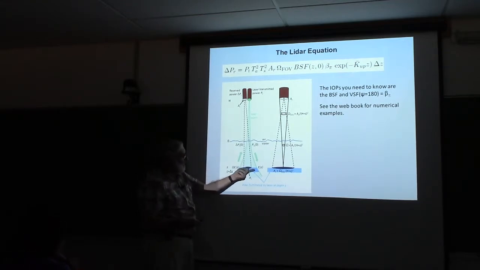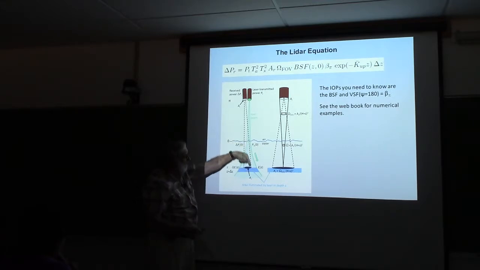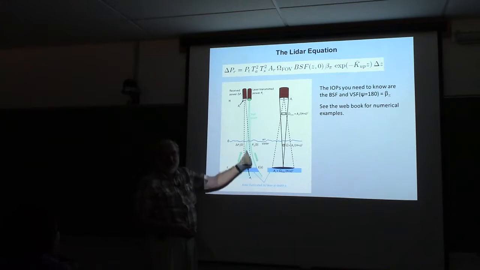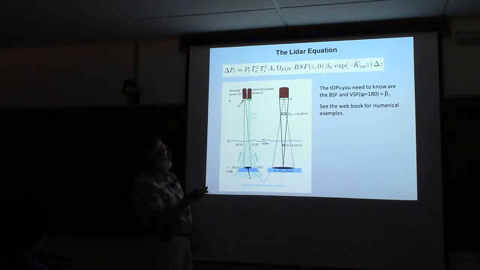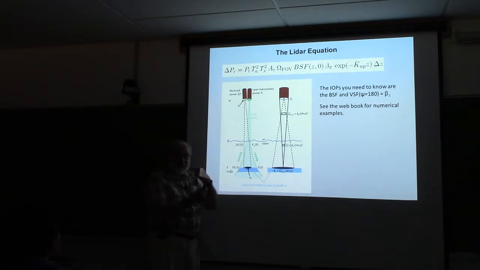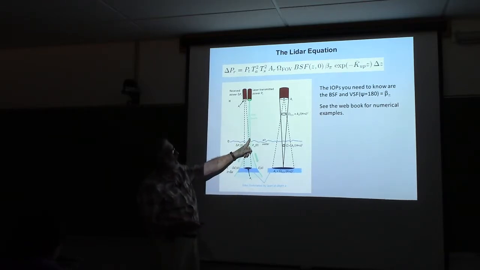Then, let's say I'm in the water. Well, this light is coming down, and part of it's backscattered exactly back to my sensor. Well, that's the volume scattering function for 180 degrees, which usually gets called beta pi, or VSF at theta equals pi. So you need to know the volume scattering function for exactly 180 degrees to tell you what the water is going to send back.